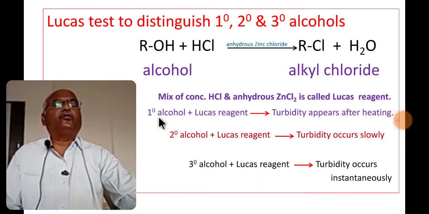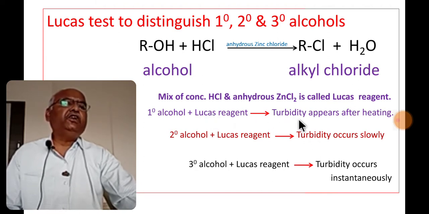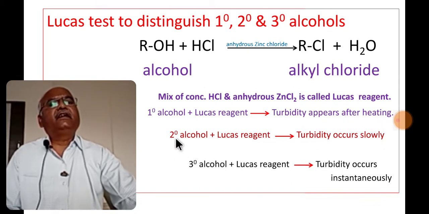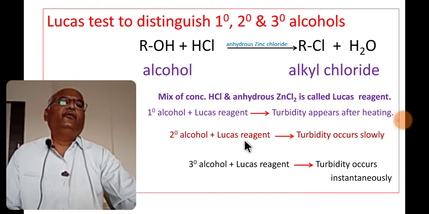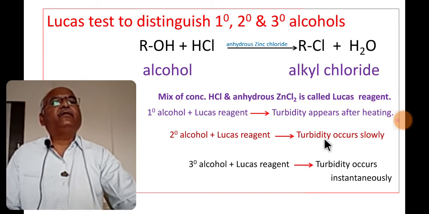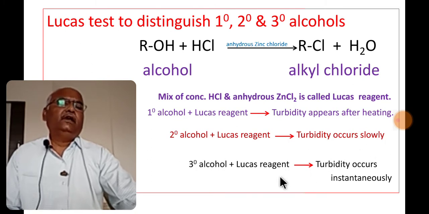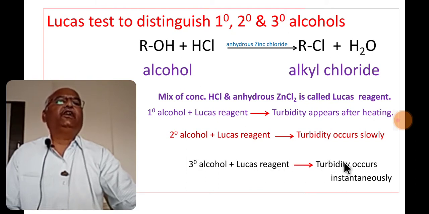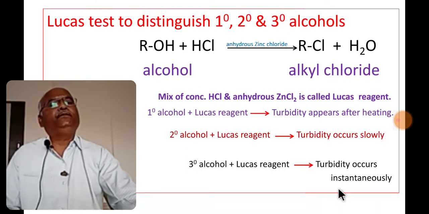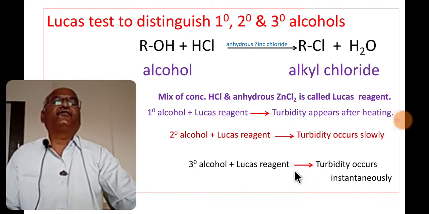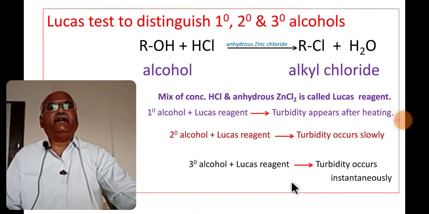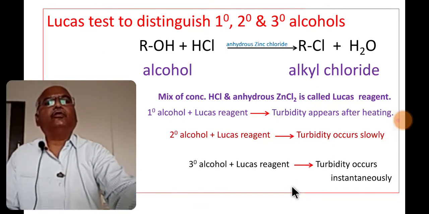When primary alcohol is treated with Lucas reagent, turbidity or precipitate appears after heating. Whereas in case of secondary alcohol, when Lucas reagent is added, turbidity occurs slowly. In case of tertiary alcohol, Lucas reagent gives turbidity instantaneously. So this test known as Lucas test is used to distinguish primary, secondary and tertiary alcohols.